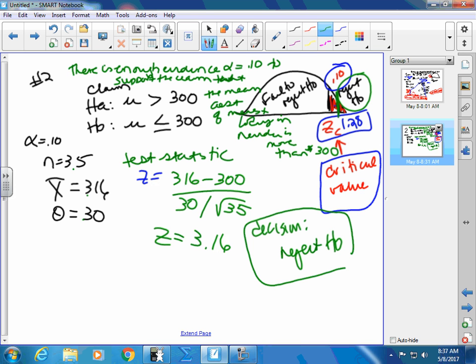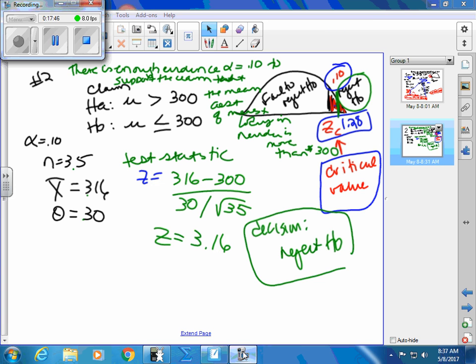Does this make sense? So one question I'm going to have is going to be find me a critical cutoff value. Label your graph and find me a critical cutoff value. And then you're going to do a full one of these. That's it. Test in a nutshell. Go home and study these two.